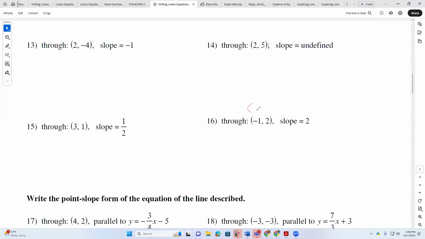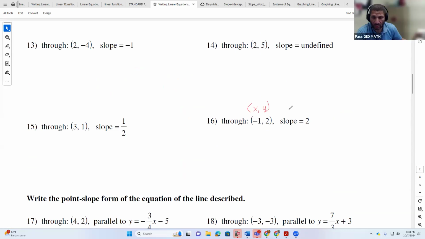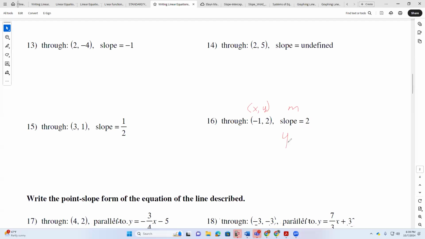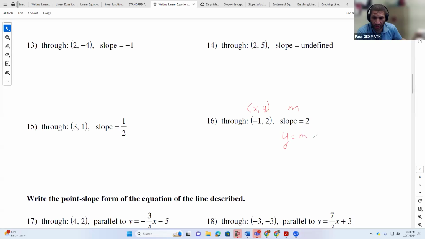x minus 1. What's my y? 2. What's my slope? 2. So we're going to plug them into this equation, slope intercept form, y equal mx plus b.